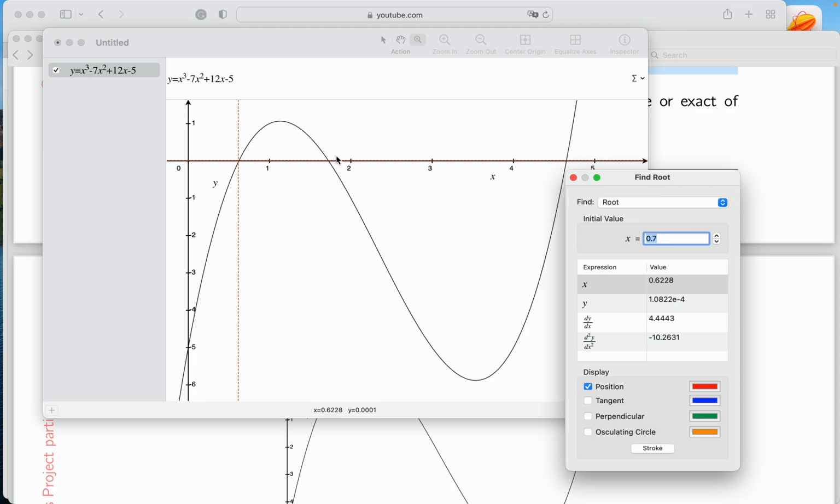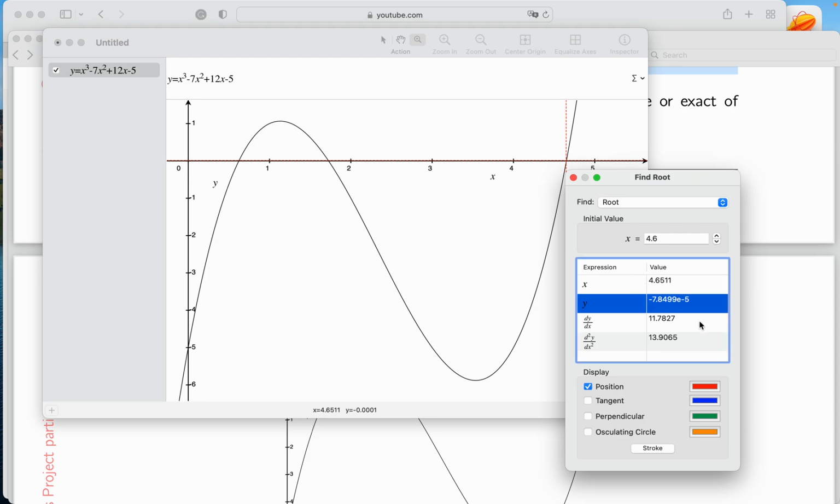What's the other root looking at? I don't know, about 1.7, I'd say. Let me just change this, 1.7. What am I seeing over there? Well, 1.7261. It's far more accurate than my visual. What's the y value? Again, approximately equal to 0. What's the other one I'm looking at? Let's say 4.6 this time. What am I getting? 4.6511. The y value, again, is relatively close to 0.